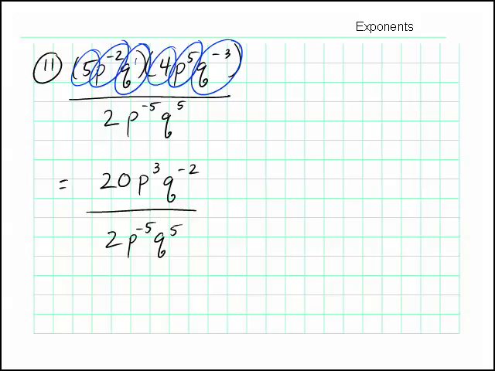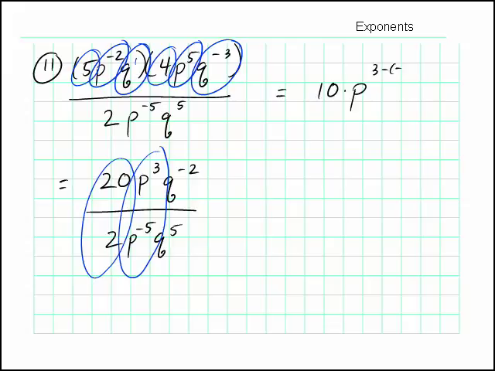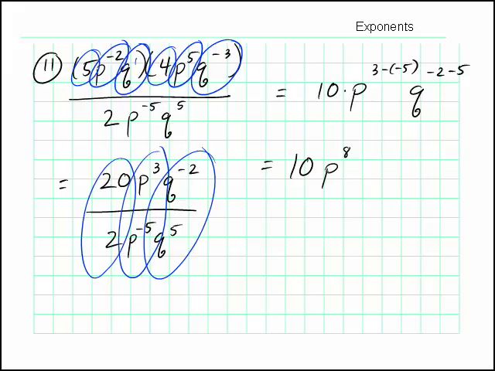Okay. Now, 20 over 2. That is a 10. P to the 3rd over p to the negative 5. This is where I subtract my exponents. So that's p to the 3 minus a negative 5. Same thing with the q's. I subtract the exponents, so that's going to be q to the negative 2 minus a 5. 10 p to the 8th power q to the negative 7.